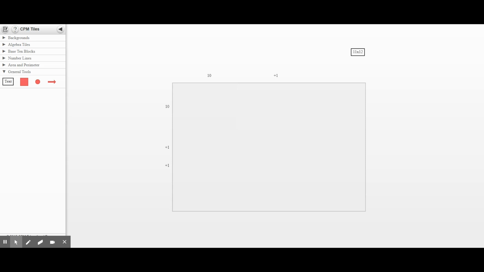Picture the base 10 blocks in your head for 11. When I look at this representation here, do you see the 10? Do you see the 1? Now picture 12 in your head, built using base 10 blocks. Do you see the 10? Do you see the 2 ones?